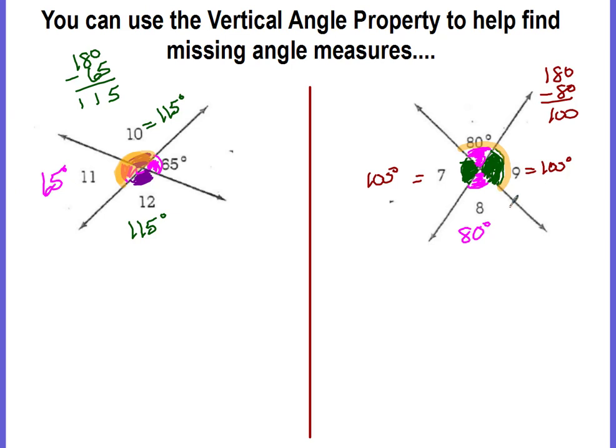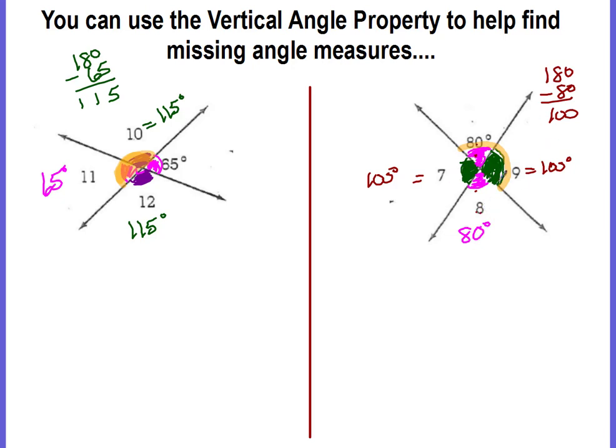Okay, let's see how you did. This one, I have two rays that intersect, they form an X, so I have vertical angles. Angle 8 is opposite the 80-degree angle. Because they're opposite angles, they're congruent, so that means that angle 8 measures 80 degrees.